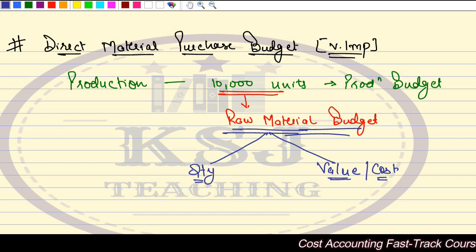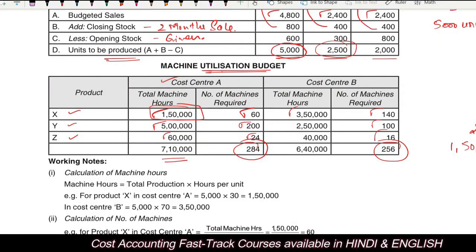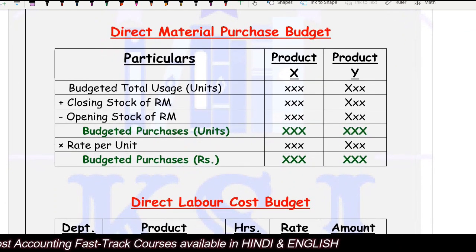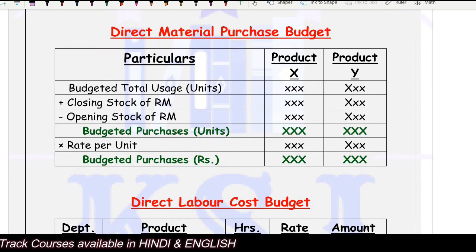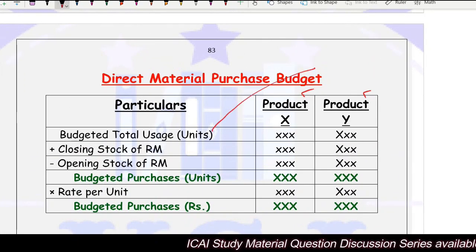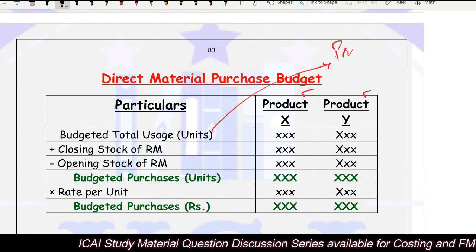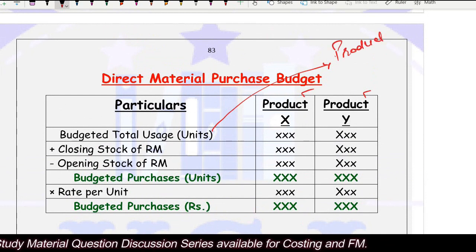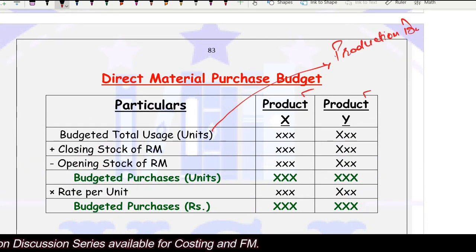So what is the format for this? Very simple format. Let's see. Direct material purchase budget. Say you want to produce 2 products, product X and product Y, right? Budgeted total usage. Now budgeted total usage means this usage will be dependent upon the production budget, right?